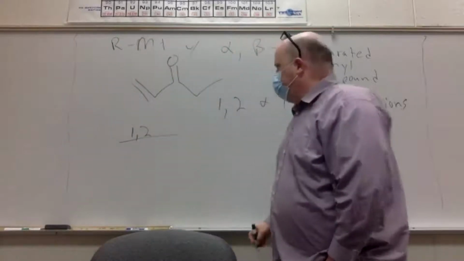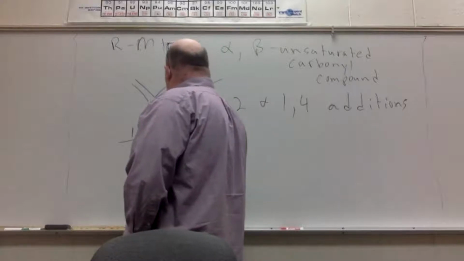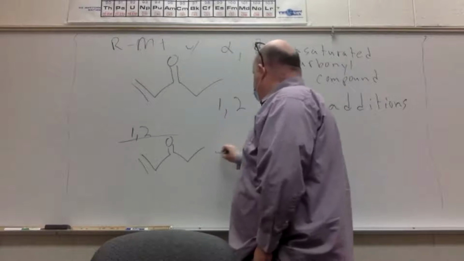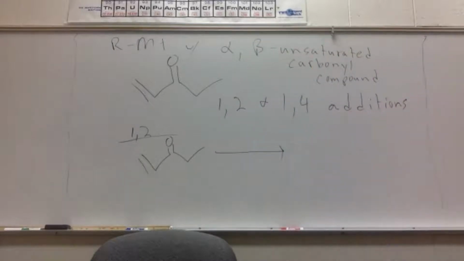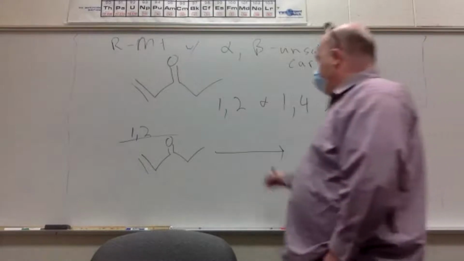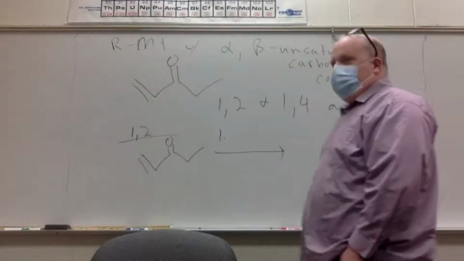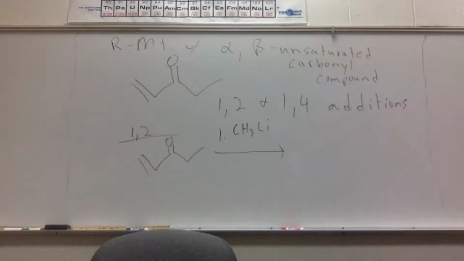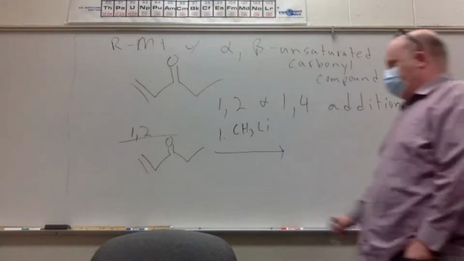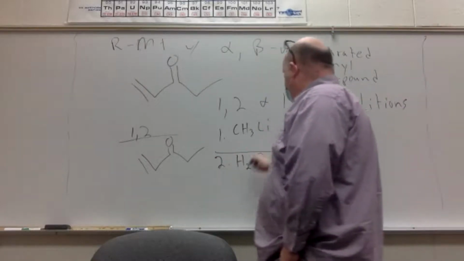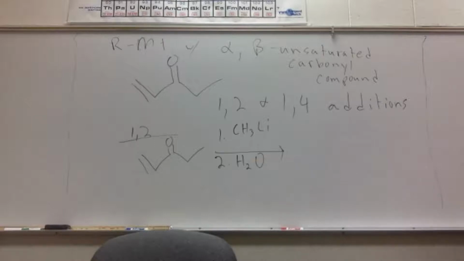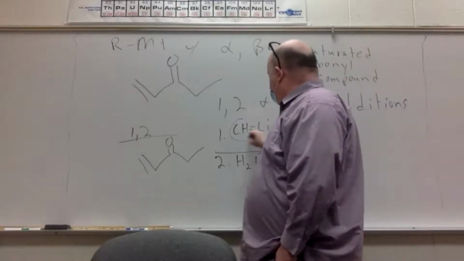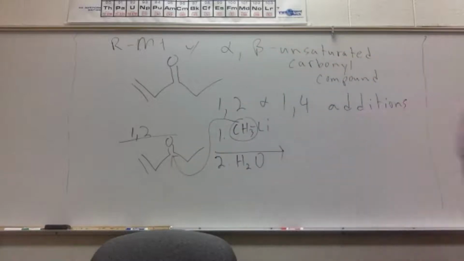When you do a 1,2 addition, you're going to take one of these, and you're going to react it with a strong organometallic. So let's say we wanted a methyl group here. We could do something like CH3Li, followed up with H2O, just like we've been doing. Whenever you have a strong organometallic, you get 1,2 addition. That means we're going to get our traditional attack on your carbonyl carbon. So this one should seem pretty natural based off of all the stuff that we've done already. It's basically the same as usual.